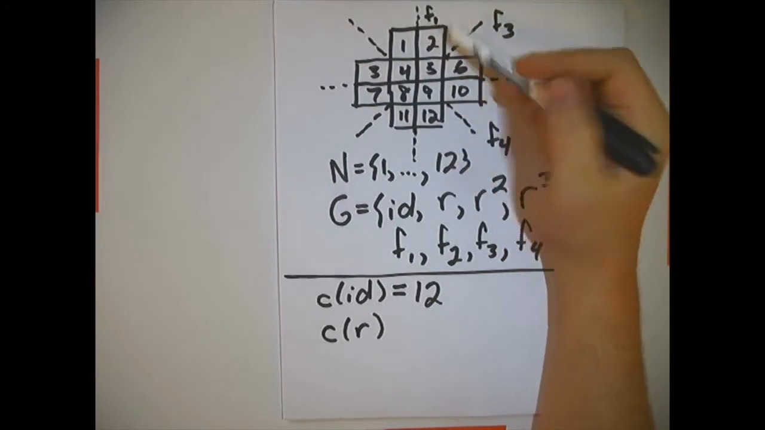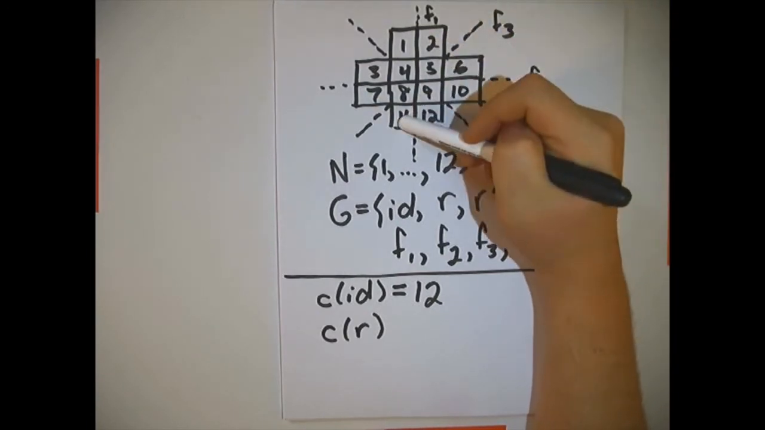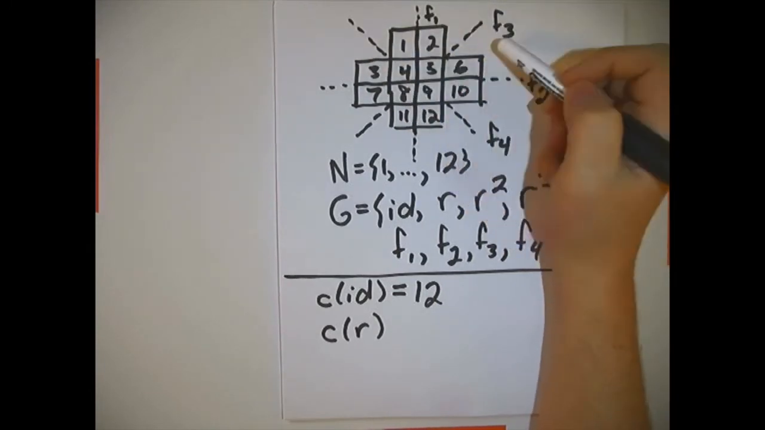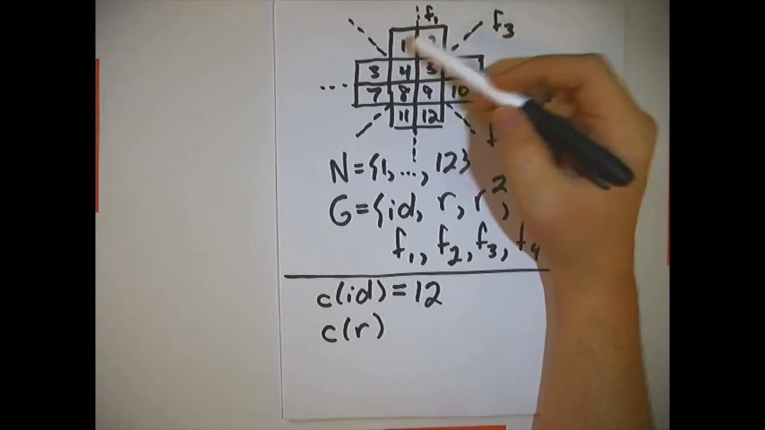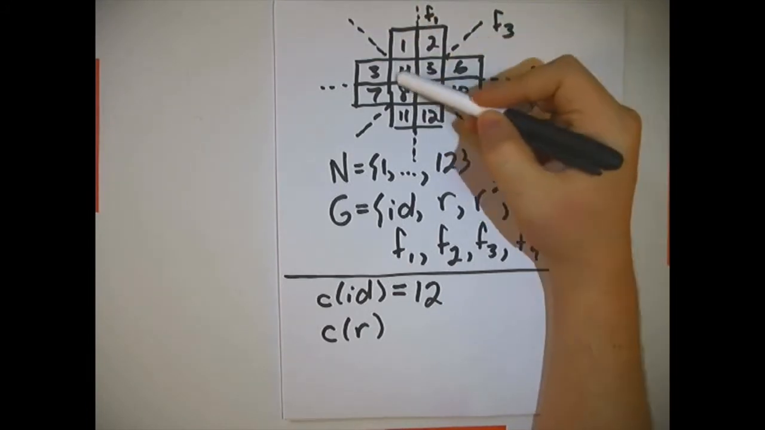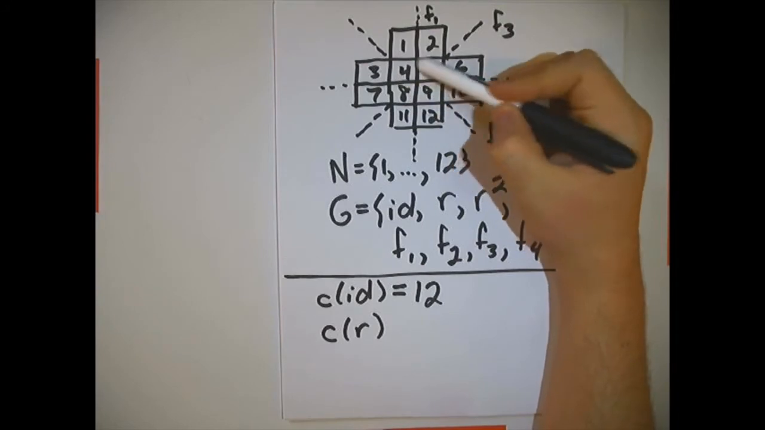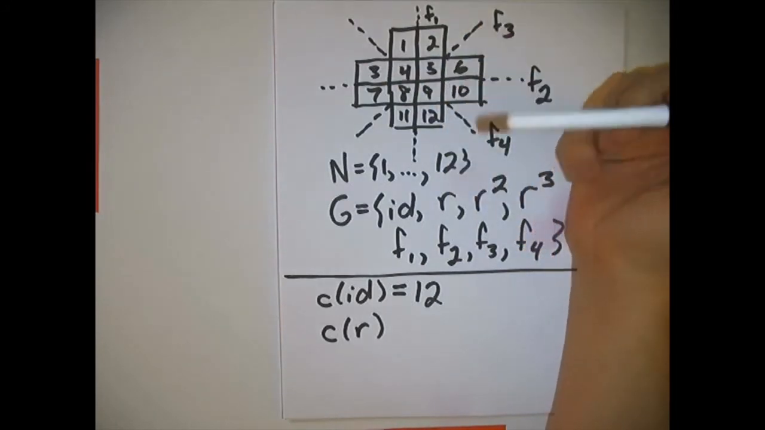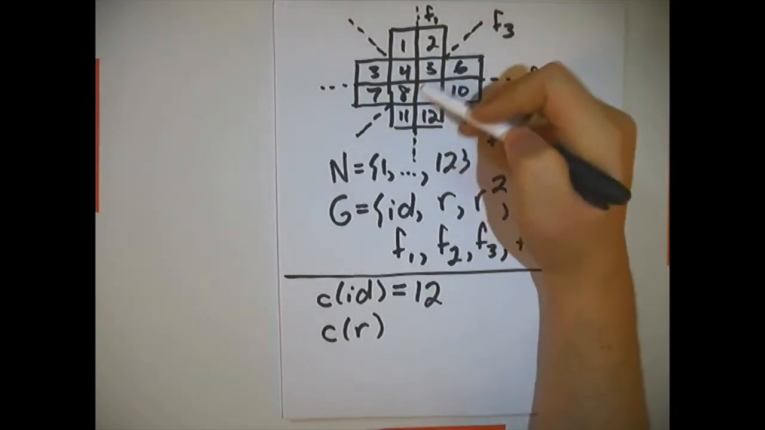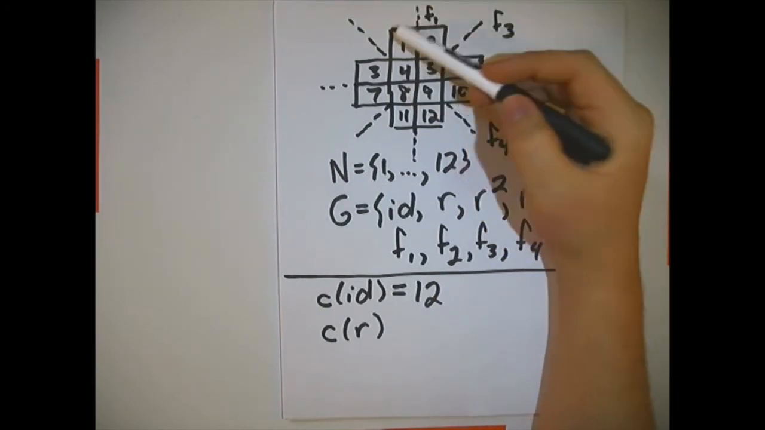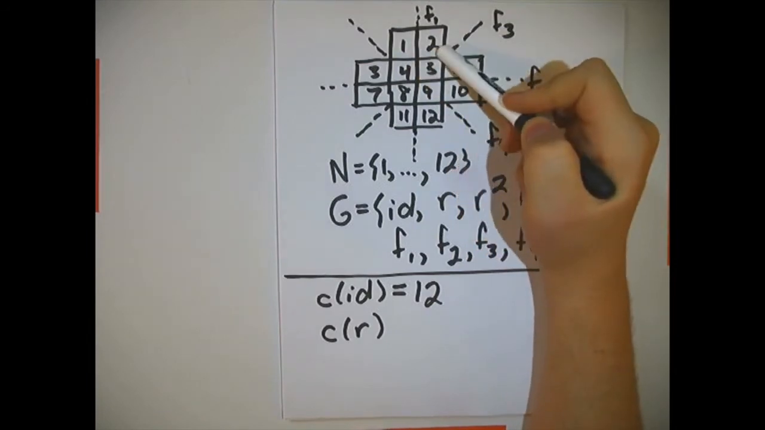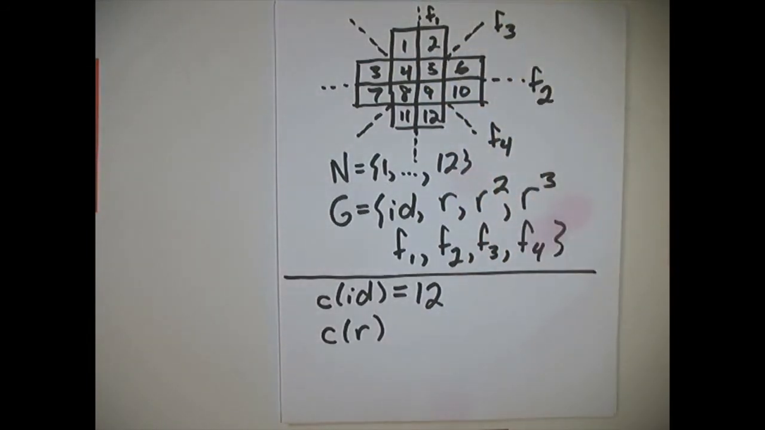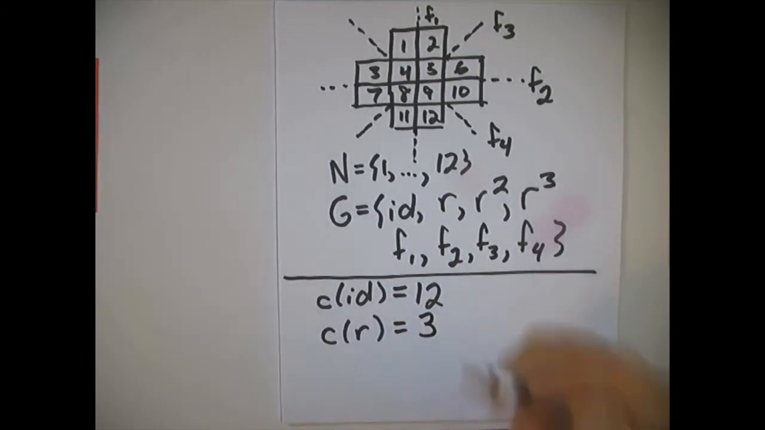Similarly, 2 and 10 and 11 and 3, those all form an orbit. And similarly, 4, 5, 9, and 8, those all form an orbit as we do this. So that means there's 3 total orbits. 1 for the middle 4 squares, 1 for the left side outer square, and 1 for the right side outer square. Okay, so that means C of R is 3.